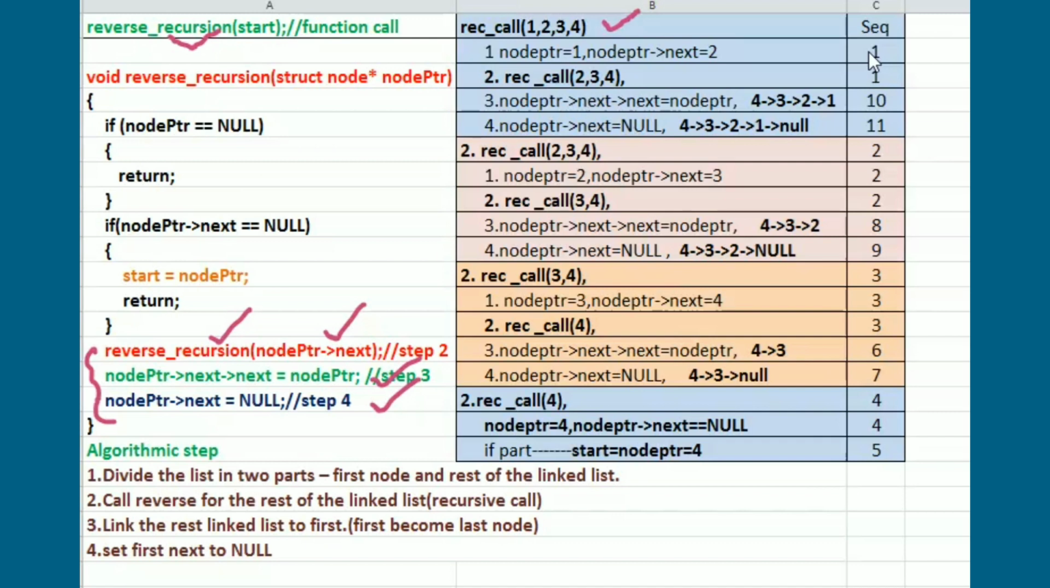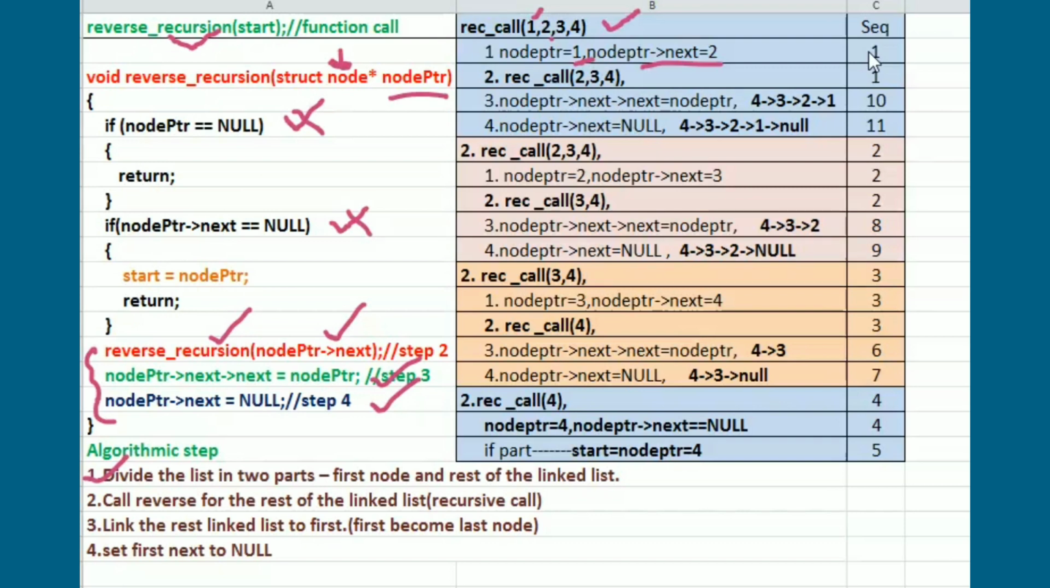So when it reaches here, what happens? Now my node ptr is my first node, that is 1, and my node ptr next is 2. That is, we are completing our first step of the recursive call, dividing our linked list into two parts. After that, we check whether node ptr equals null; the condition fails. Now it checks node ptr next equal to null. No, it is 2, so it fails again. So it will go for the third part.